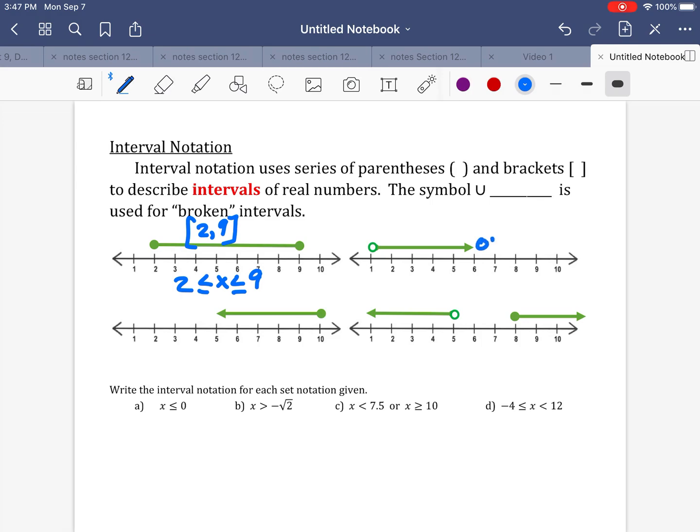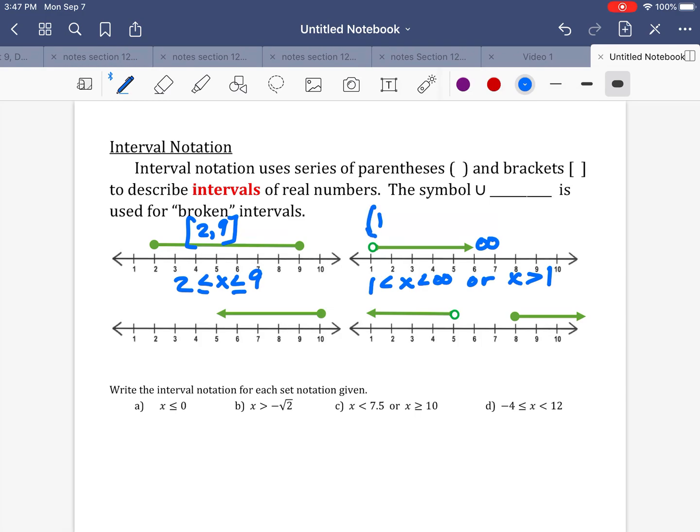All right. This one right here is going from 1, and this is going off to infinity. So if I was doing set notation, I could say something like x is between infinity and 1, or I could say x is greater than 1. Either one of those is the same thing.